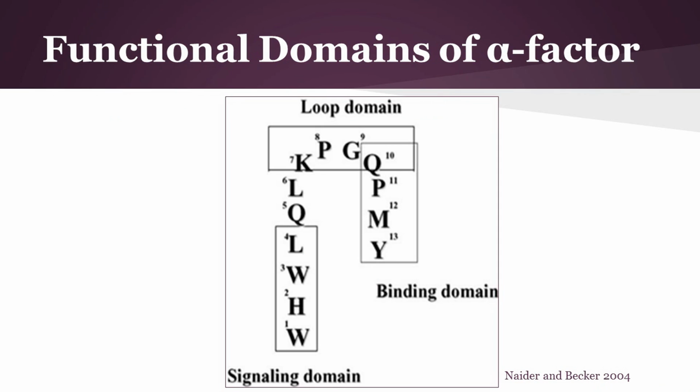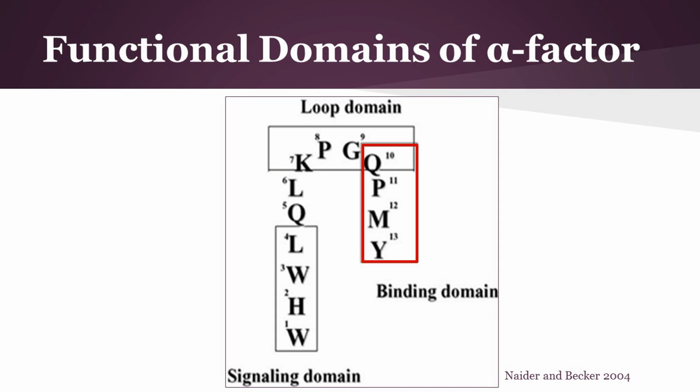The alpha factor consists of three functional domains. At the N-terminus, the first 4 amino acids are associated with the initiation of signal transduction from the STE2 receptor. Amino acids 7 through 10 form a loop domain that is involved in maintaining proper orientation of the ligand that supports proper binding and signal transduction. The last 4 amino acids at the C-terminus of alpha factor are involved in securing the ligand to the receptor.